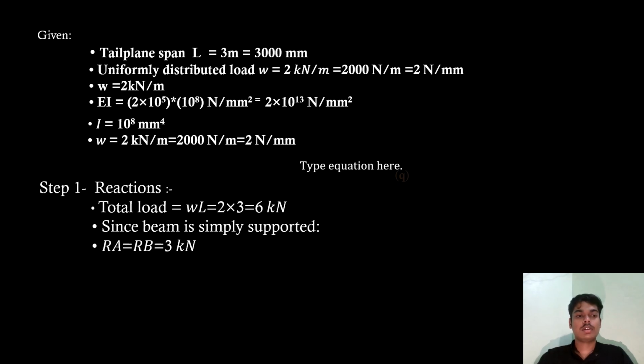Step 1, reactions at the ends. Total load is WL, which is 2 into 3, equal to 6 kilonewton. Since the beam is simply supported, the reactions at both ends will be equal, which is WL by 2, which is 2 into 3, 6 divided by 2, equal to 3 kilonewton.